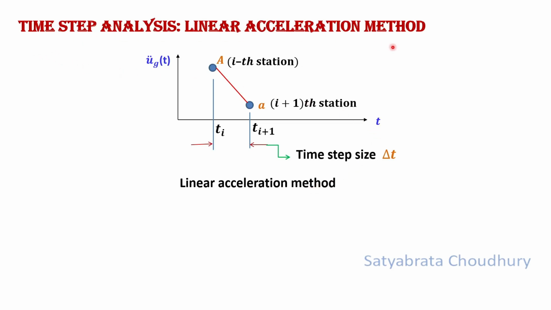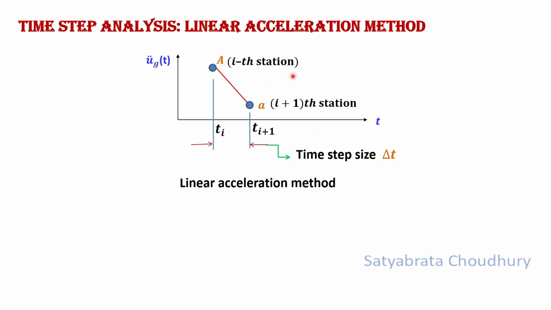Now the time step analysis can use the linear acceleration method, or another method we'll take in the next slide. So what is the linear acceleration method? We have the record interval A to capital B. Capital B is not shown here, but we have shown the segmental value A and small a coming from the previous slide. So with this small time step size, the time stations can be said to be, say, Ti for the ith time step and Ti plus 1 for the i plus 1th time step. From Ti to Ti plus 1, the time is delta t, the step size.